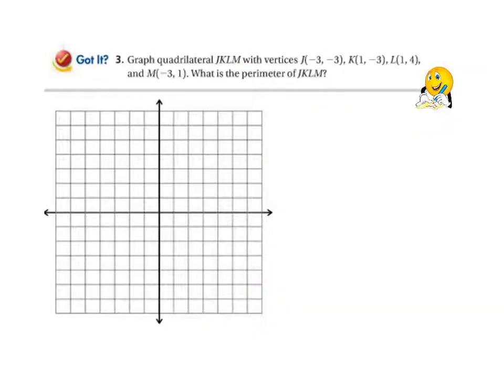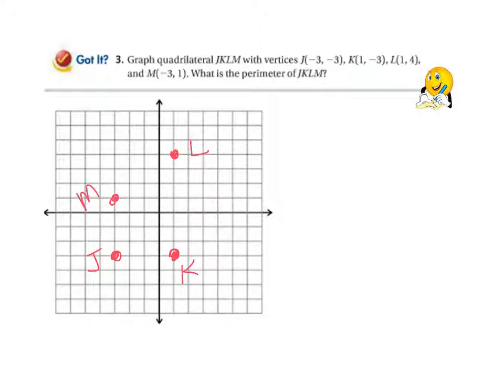Okay, so let's see where they don't give it to us. We have to figure it out on the graph on our own. It says graph the quadrilateral JKLM with vertices. Okay, J is at -3, -3. That's right here. That's J. K is over 1 down 3. All right. L, over 1 up 4. M is -3, 1.